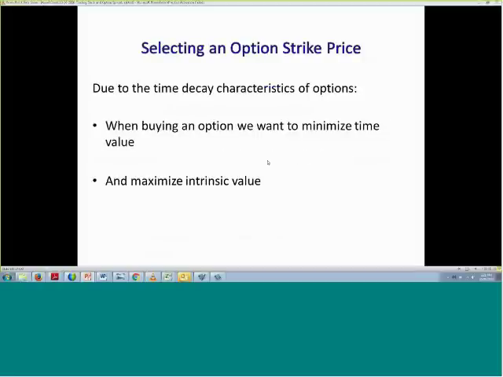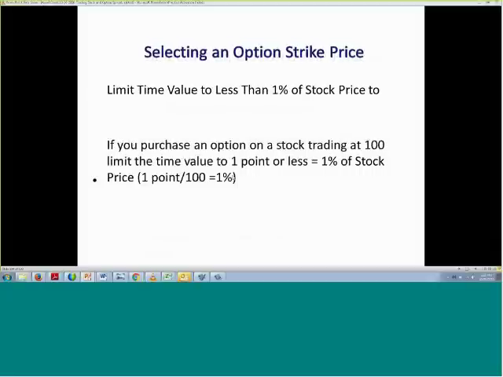So with that in mind, when we buy an option, we want to minimize the time value because that's going to decay to zero, and we want to maximize the intrinsic value. And the way we do that is we limit the time value to less than 1% of the stock price. And if you do that, that will minimize the time value and maximize the intrinsic value.